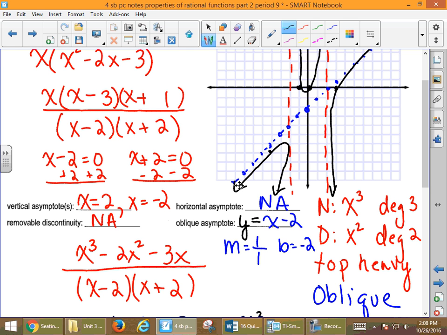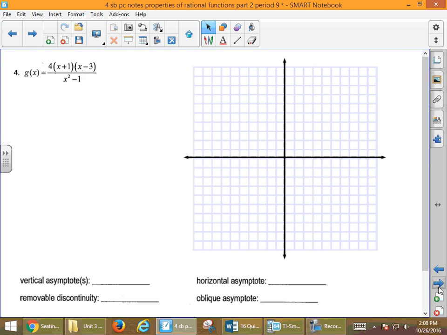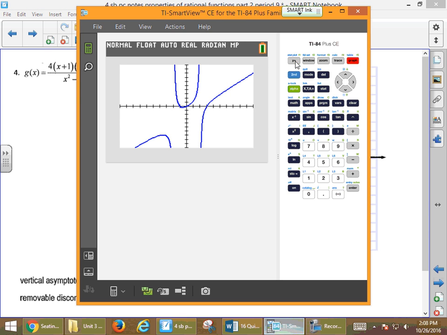So one last one. It's nice here on example number 4 that we have the numerator already factored for us. So we need to factor the denominator, and before we even start, let's type it in our calculator and look at the picture.